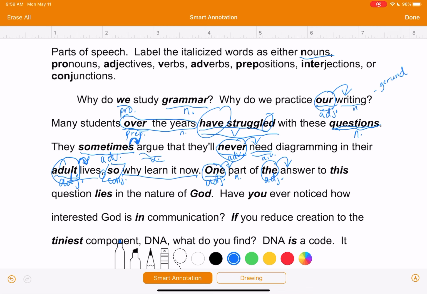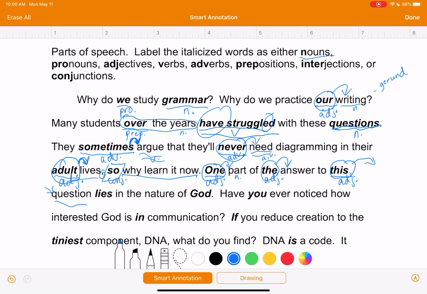All right, this question. The word this can also sometimes be a pronoun, a demonstrative pronoun, but in this case, what do you think? It looks to me like it's modifying the noun right next to it, question. Which question? This question. So again, we have another adjective.